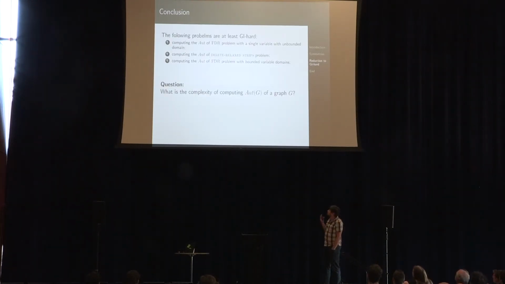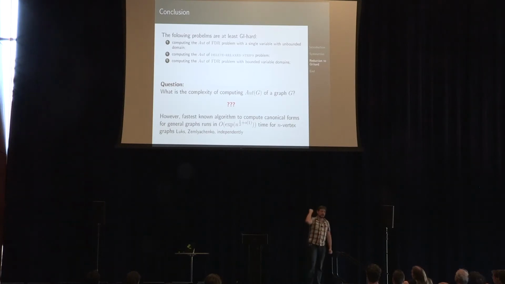So what we have shown is that the automorphism group of FDR with unbounded domain, the automorphism group of delete-relaxed STRIPS and of FDR with bounded domain are all reducible to the graph automorphism problem. The complexity of the graph automorphism problem is unfortunately unknown. What is known is that the algorithms using canonical forms, those used by most of the algorithms to compute the automorphism groups, are at worst case like this. Surprisingly, those algorithms work quite well and can manage tens and even hundreds of thousands of vertices, which means they can be used in planning. Yay.